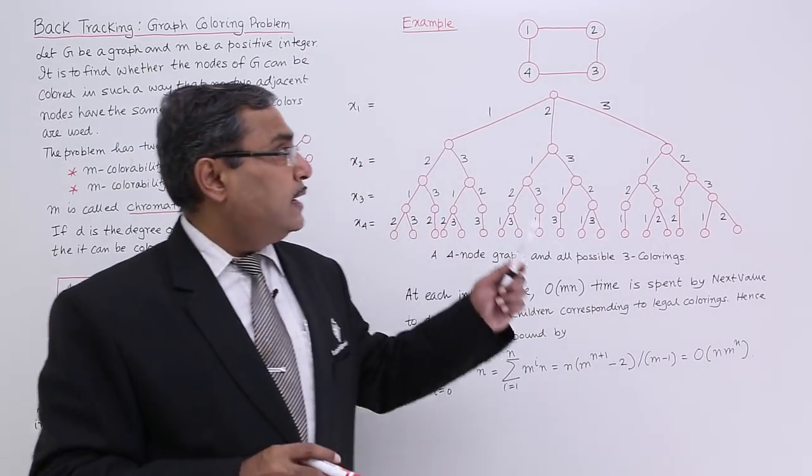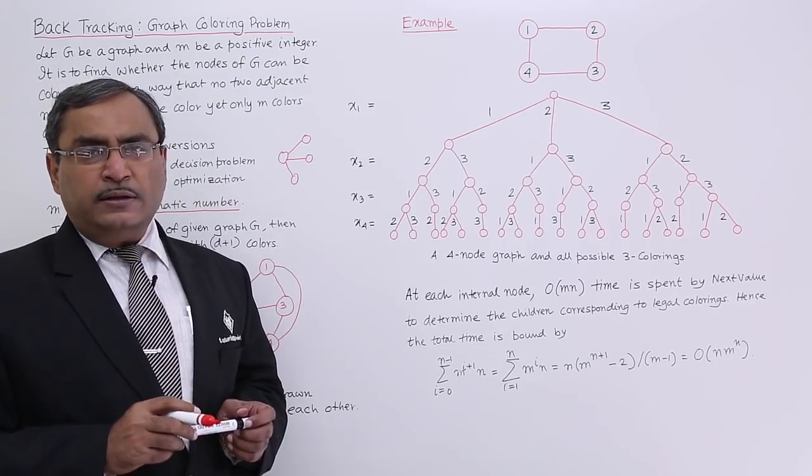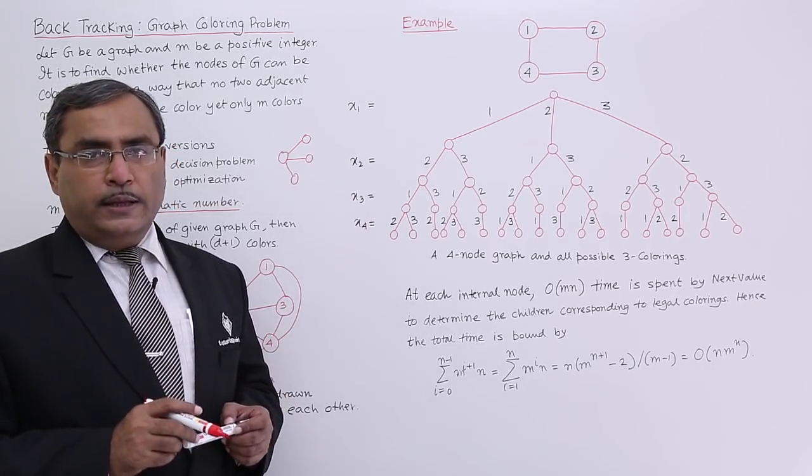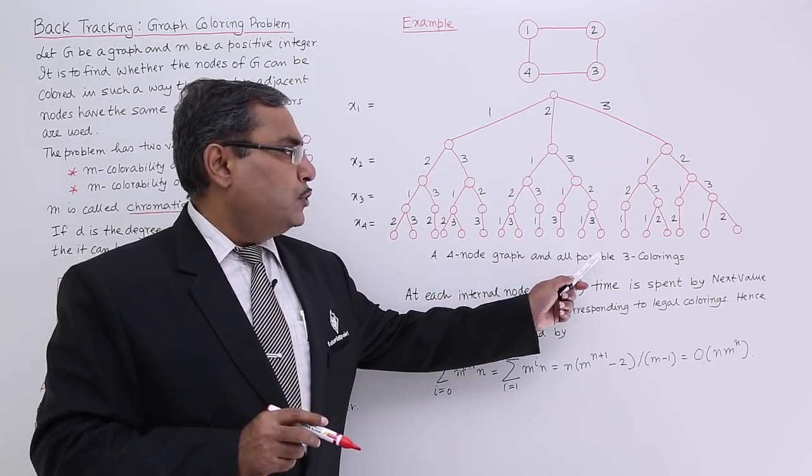Now let us come to a certain problem. One example we are taking. So one graph is given, the connectivity is in front of you. So here we have a 4 node graph and all possible 3 colorings.